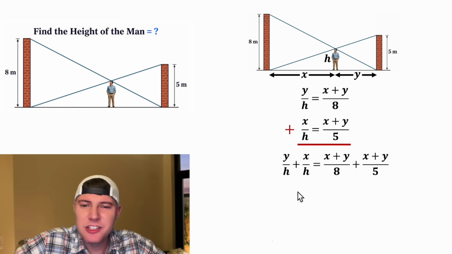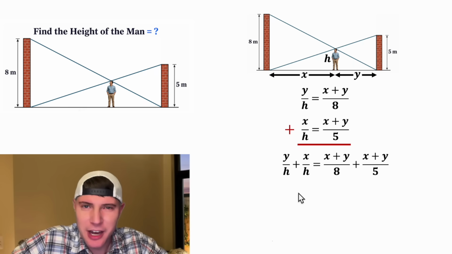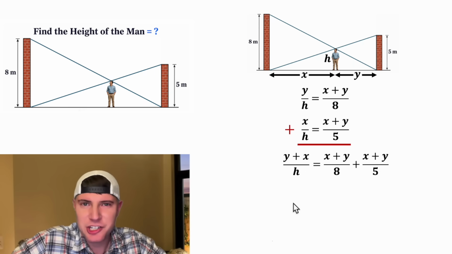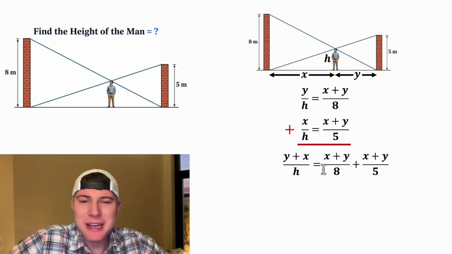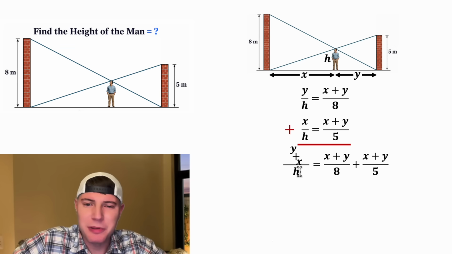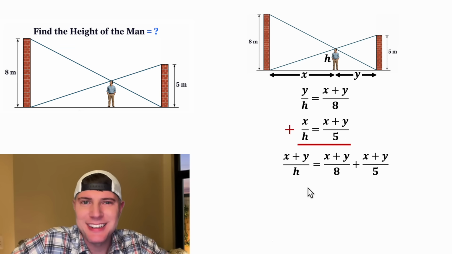On the left-hand side, these two fractions have H in the denominator, so we can write it as a single fraction with a denominator of H. And to make it match these other two, we can rearrange the Y plus X to be X plus Y. Does that make sense? Why? It's the commutative property of addition.